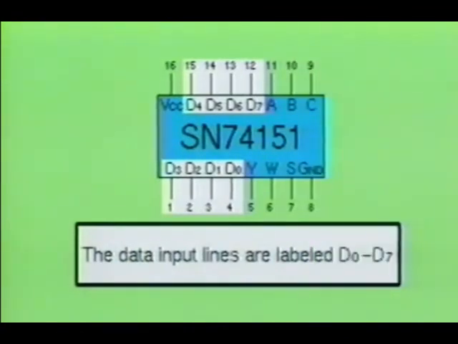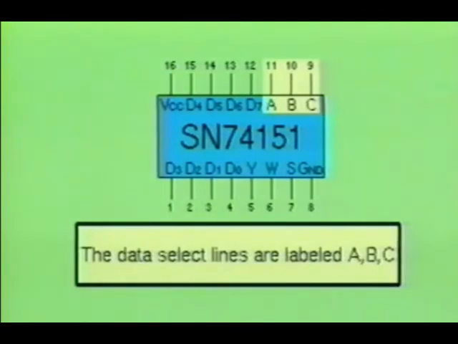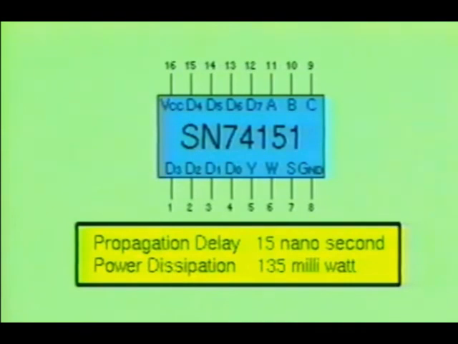Here you see the SN74151, which is an 8-line to 1-line digital multiplexer integrated circuit. Internally, this IC contains 8 4-input AND gates, 1 8-input NOR gate, and 8 inverter gates. You may not have noticed, but this IC has 2 outputs. One output, which is labeled W, provides the true information, and the other output, which is labeled Y, provides a complemented output. 3 data select lines labeled A, B, and C are used to determine which of the 8 input lines is to be routed to the output. This IC has a typical propagation delay of 15 nanoseconds with a power dissipation of 135 milliwatts.